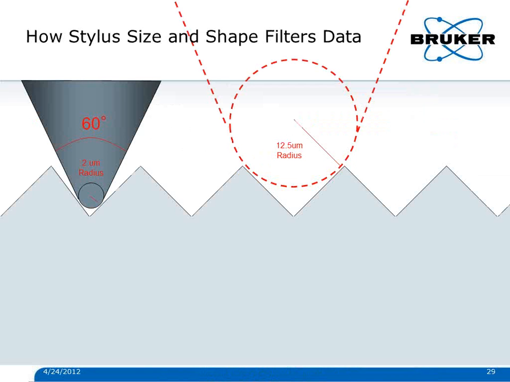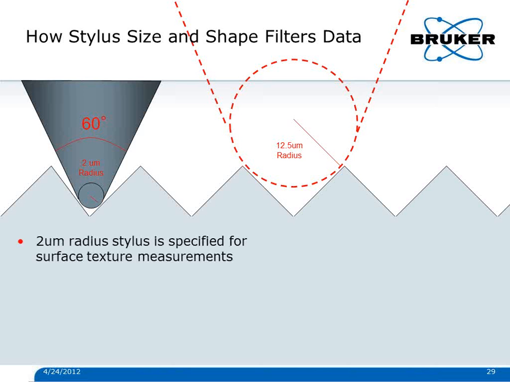Another thing that can act as a filter is the actual size and shape of the stylus. Here on the left, we see a 2-micron radius tip with a 60-degree cone angle. And on the right, we see an image of a larger radius tip, a 12.5 micron radius tip. The smaller radius tip, the 2-micron radius tip, is specified typically for surface texture measurement. So both ISO and ASME specify a 2-micron radius tip. That way, everybody's using the same size radius tip when they apply these filters to the data.